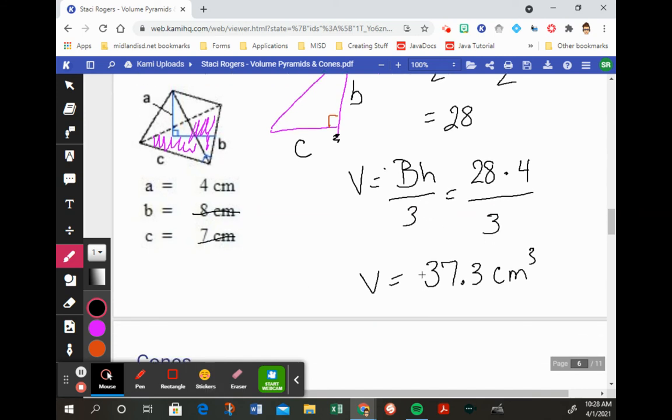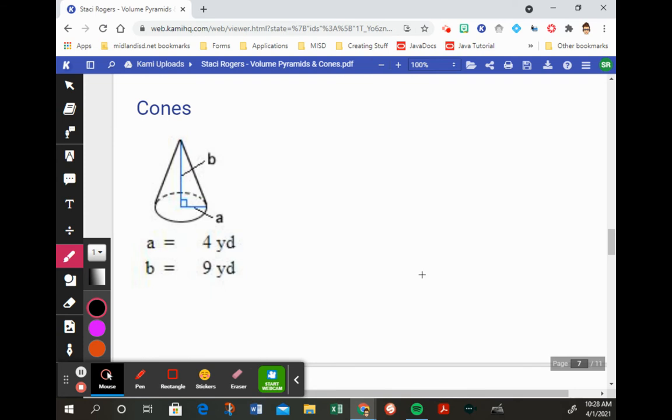Let's try cones. Guess what? Cones use the same basic formula. Area of the base times the height divided by 3. All right, so our base is this circle down here. So I have a circle, and the radius is A, which is 4 yards. So big B equals pi r squared.